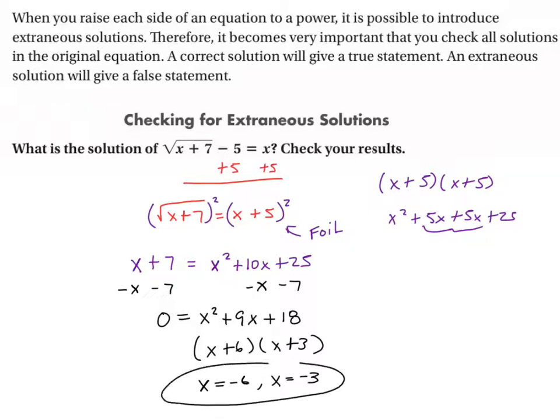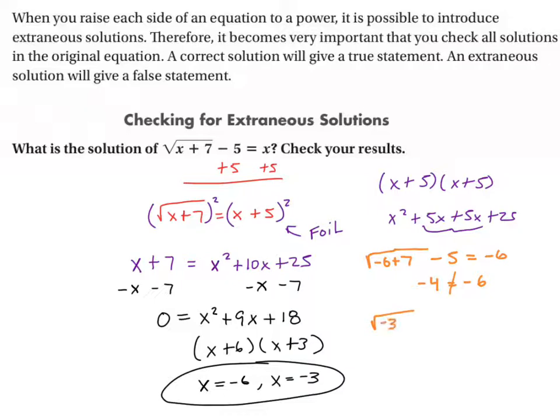But like I said before, we need to check for extraneous solutions. So what we would do is plug these back into the original equation. So let's test them, we'll use the color orange. So we've got the square root of negative 6 plus 7, minus 5, equals negative 6. Well, negative 6 plus 7 is 1. Square root of 1 is 1, minus 5. Well, this is going to be negative 4 equals negative 6. That's not true. So the negative 6 is extraneous, so let's look at the other one.